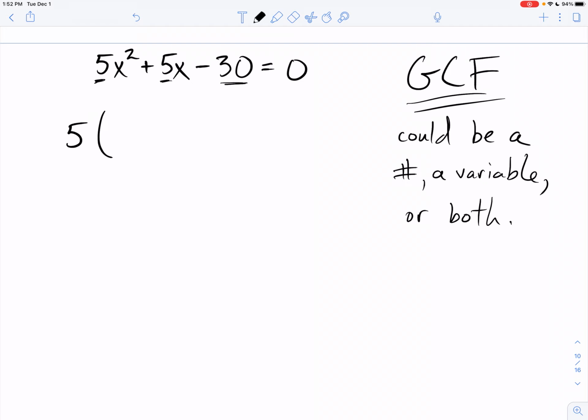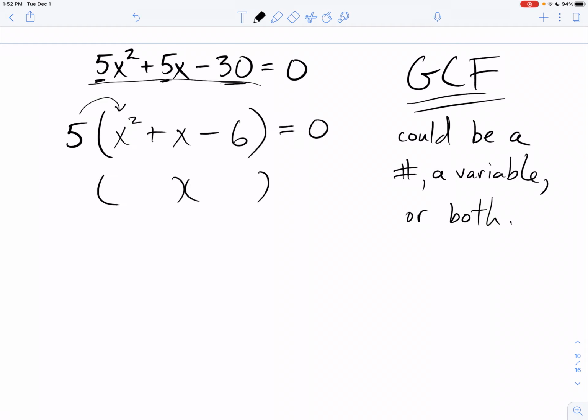Work it backwards. This thing is a trinomial, so let's make it back. 5 times x squared is 5x squared, plus 5 times x is 5x minus 6. And then we're going to take this and we're going to bustify. We're going to go, what? Well, what happens to the 5? Leave it out front. X times x is x squared. It needs to have a minus 6.